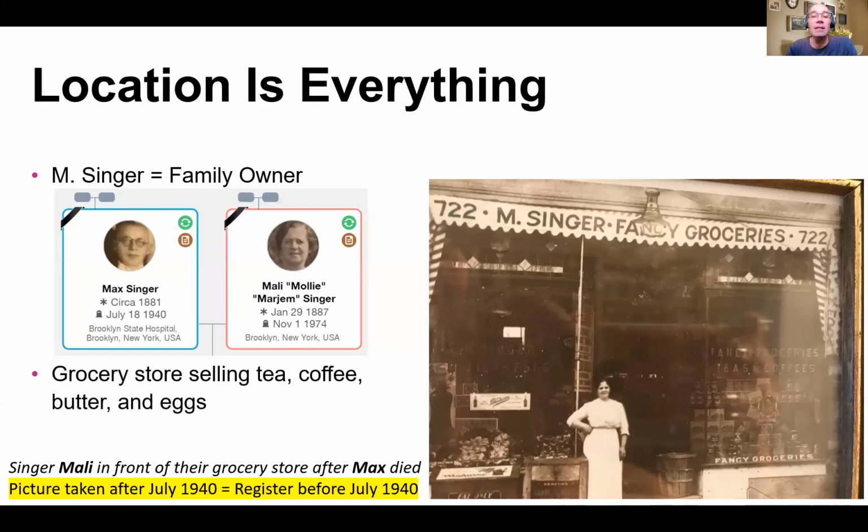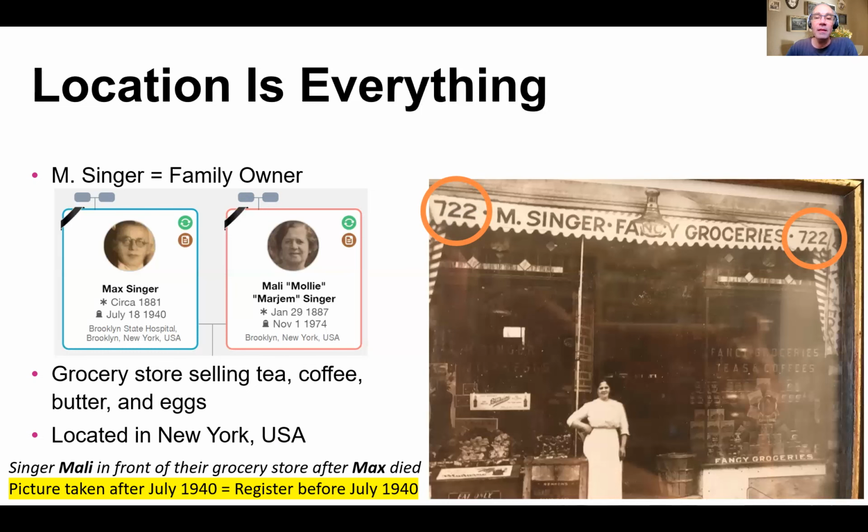I can very clearly see in the window that this grocery store sells tea, coffee, butter, eggs, everything that you will want for preparing a nice cake. And I also know that this is located in the state of New York in the United States. But where exactly? Well, it's right there in front of our own eyes. Those 722 numbers on the signage are actually telling us the clue where this store is located.